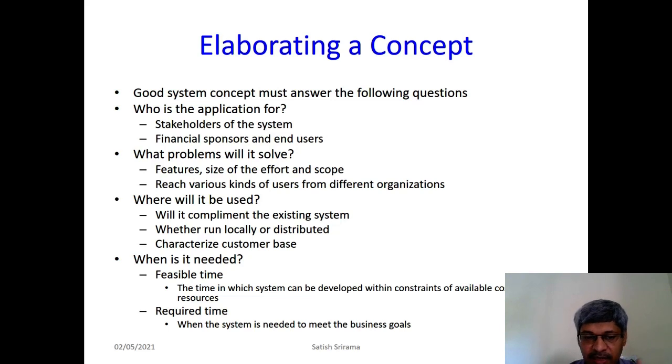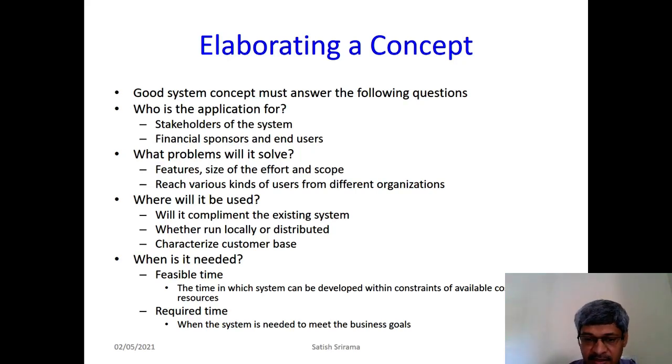The system conception phase should provide all this information, and when it is needed. What is the feasible time, the time in which the system can be developed within the constraints of available costs and resources? For example, how long will it take to develop such an application? The required time is also critical when the system is needed to meet business goals. Think about a small example. Say the Olympics will be coming soon. If you are developing an application for the Olympics, you should be able to decide whether you can develop it before the Olympics start. That is dealing with the feasible time.